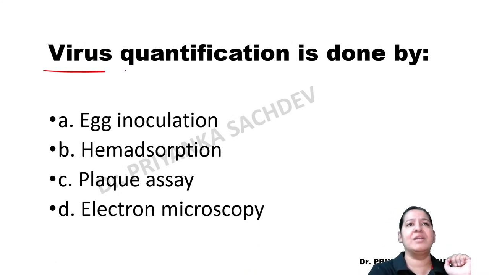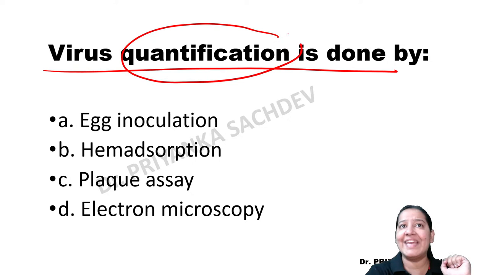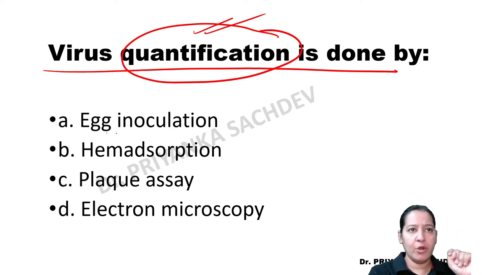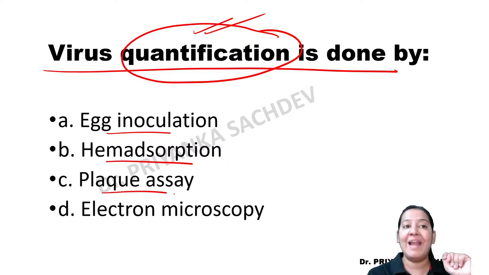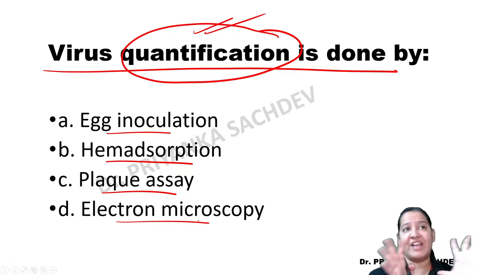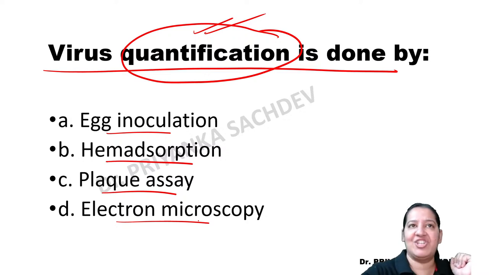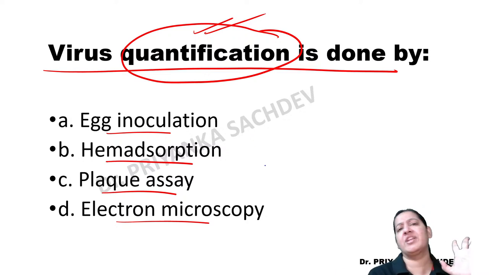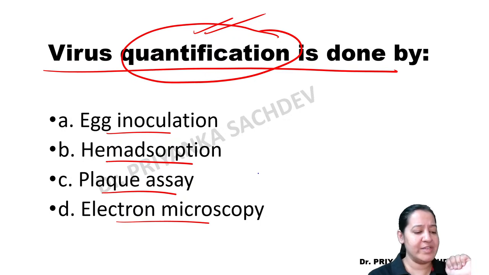So this is the first question in front of you. Virus quantification is done by, I'm asking quantification: egg inoculation, hemagglutination, plaque assay or electron microscopy. I'm asking for quantification of the infectious virus. What do you say here? How will you do exact quantification?